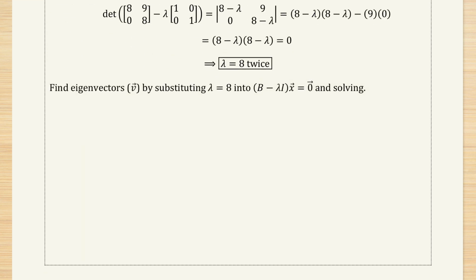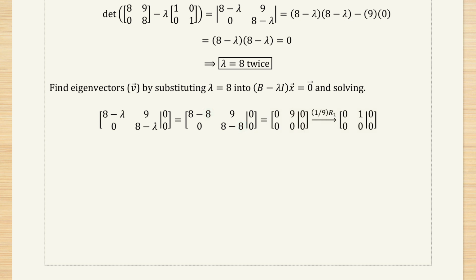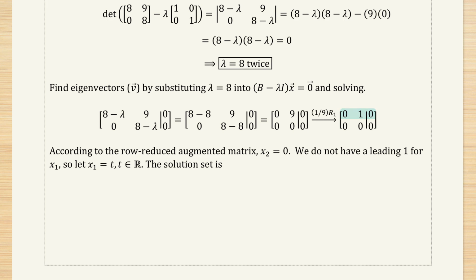Next, we find eigenvectors by substituting lambda equals 8 into the homogeneous system of equations and solving the system. On the coefficient side, we have 8 minus lambda along the main diagonal. Since this is a homogeneous system, we augment the coefficient matrix to a column of zeros. Simplifying, lambda being 8, 8 minus 8 is 0. Row reducing the augmented matrix, we can multiply the first row by 1 over 9. We have a leading 1 in the x2 position, which means that x2 is equal to 0. We don't have a leading 1 for x1.